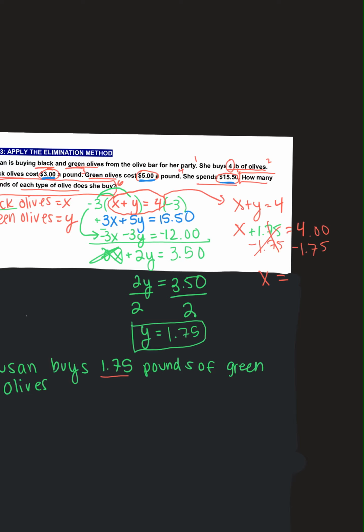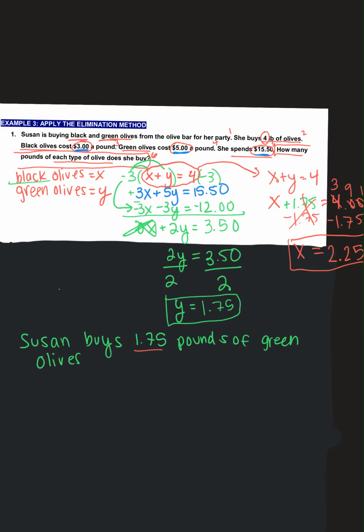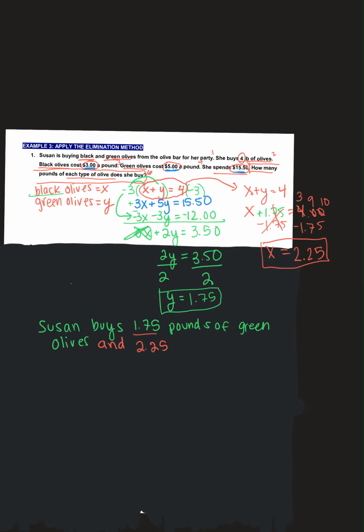I know I can't take 5 away from 0, so I'm going to have to borrow from this 4. So this is a 3, this is going to be a 9, and this is going to be a 10. So 10 minus 5 is 5, 9 minus 7 is 2, and 3 minus 1 is 2. So 2.25 pounds of black olives. So we're going to come back to our answer. Susan buys 1.75 pounds of green olives and 2.25 pounds of black olives.